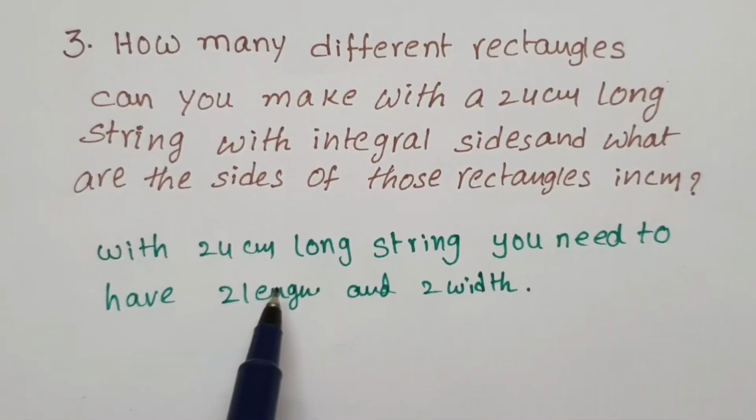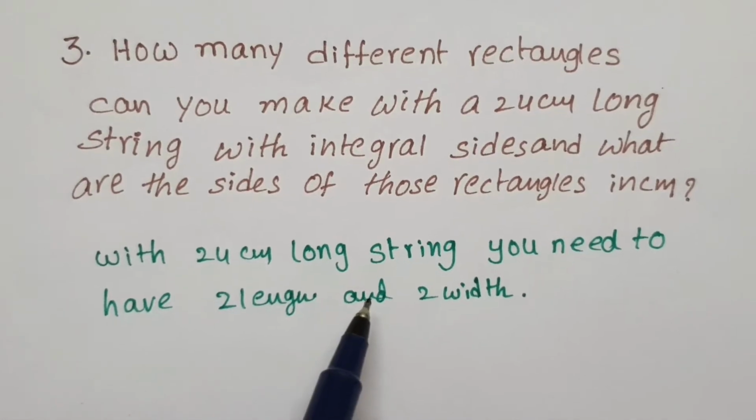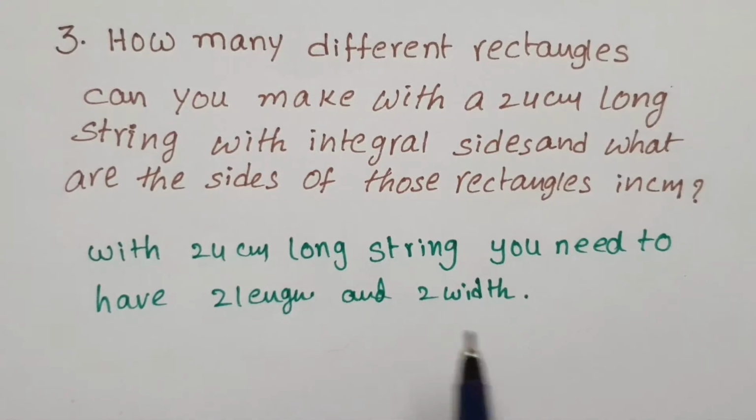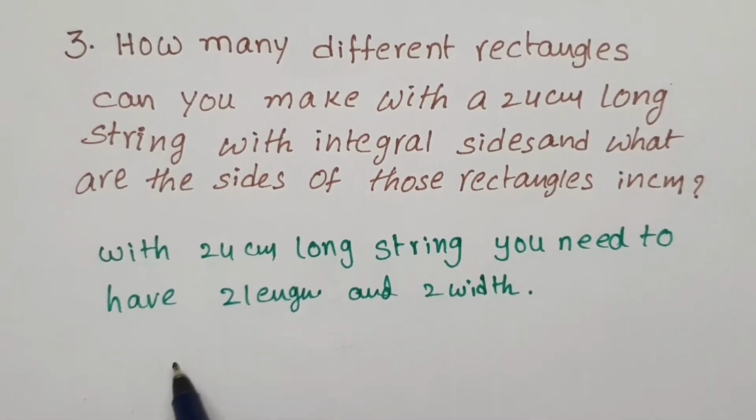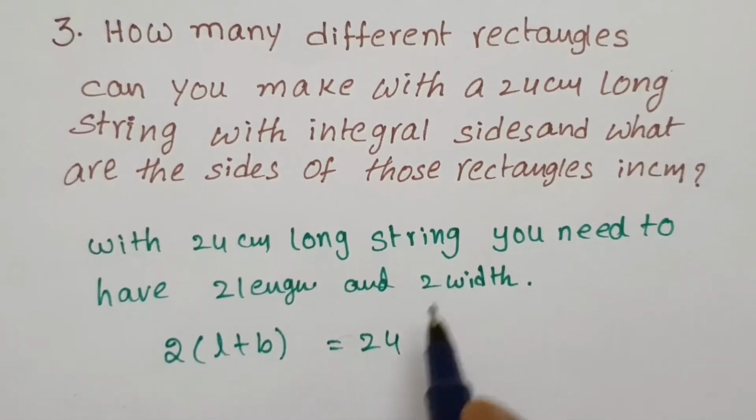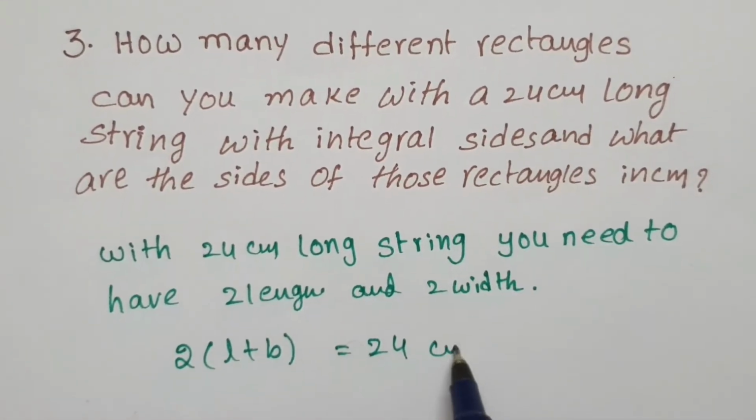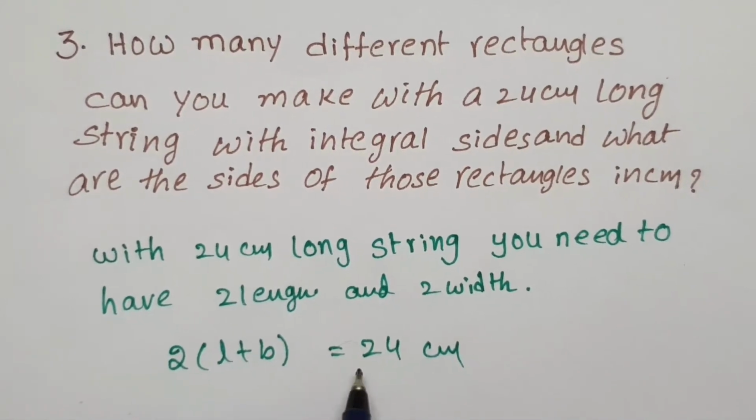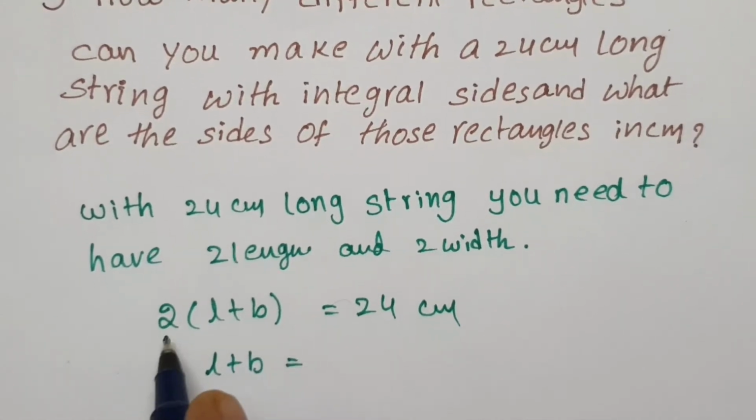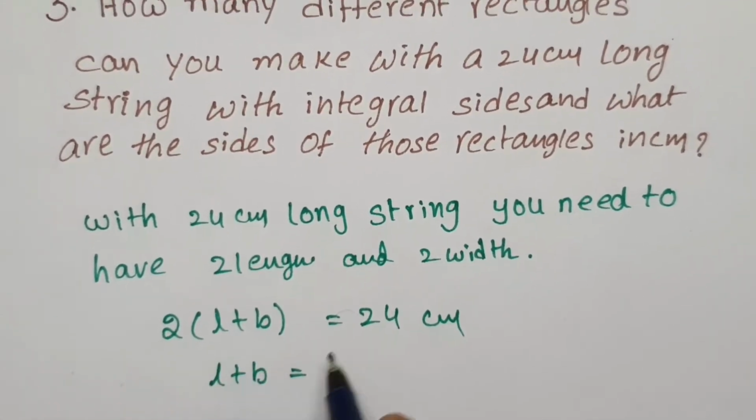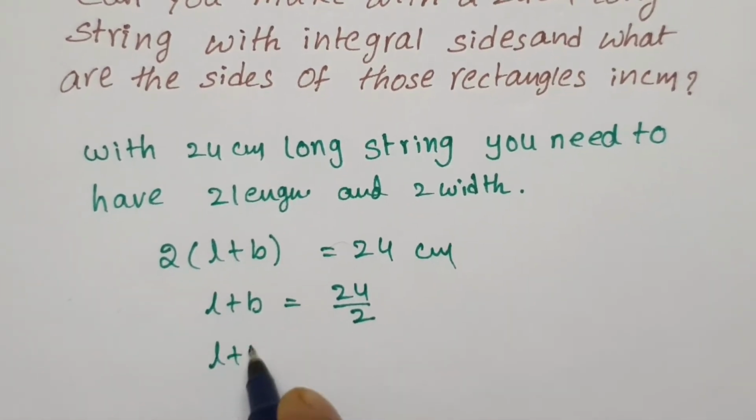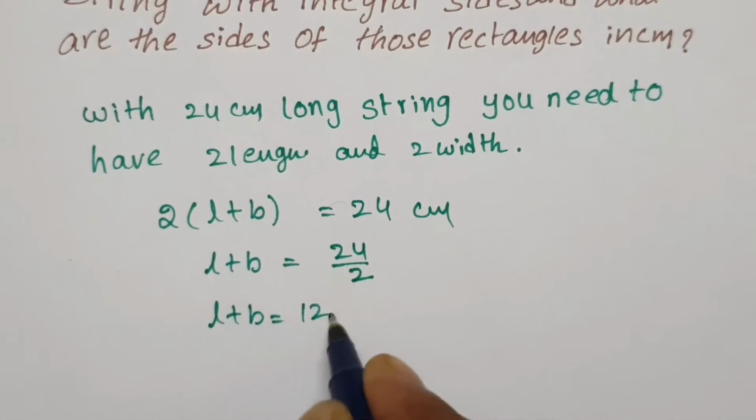Further, we know that perimeter is 2 into L plus B. 2 into L plus B means 2 times length, 2 times width or breadth. So 2 into L plus B equal to 24 centimeters. Means L plus B equal to 24 divided by 2, the product sign changes to divide. L plus B equal to 12.